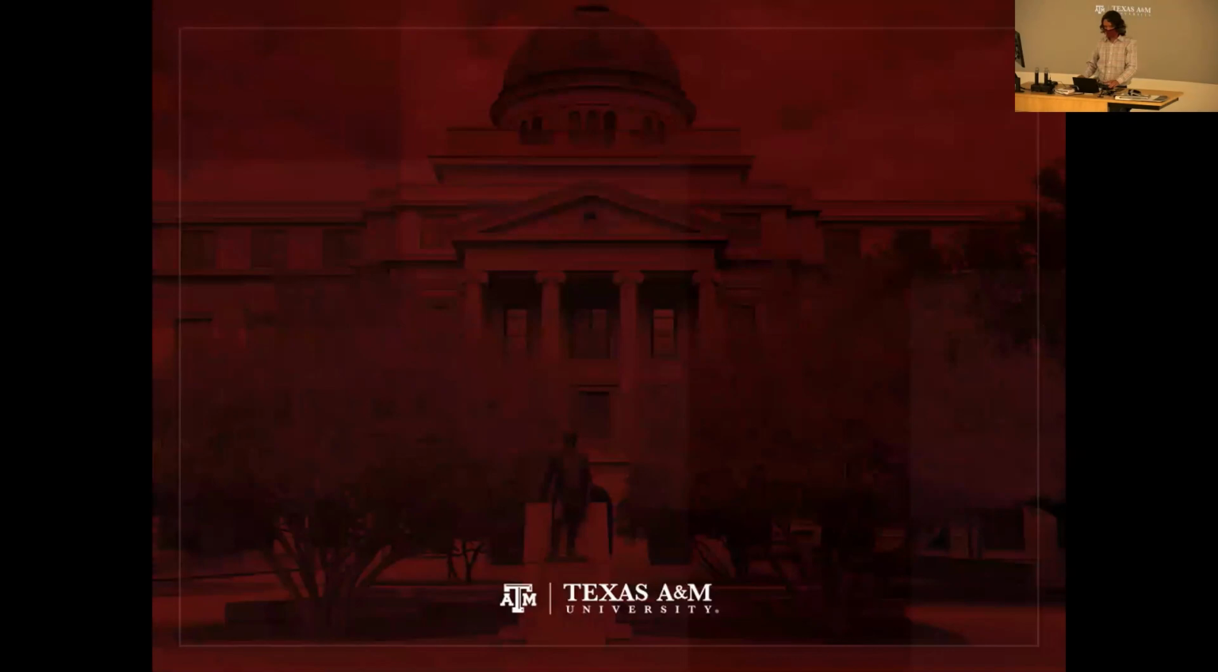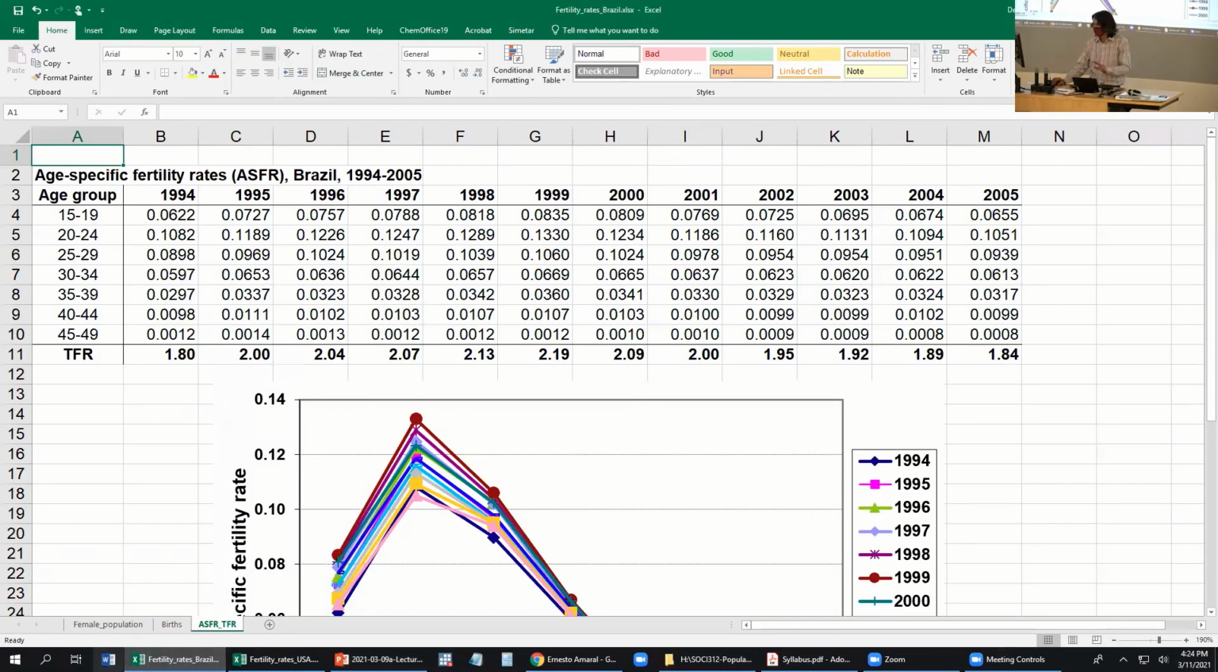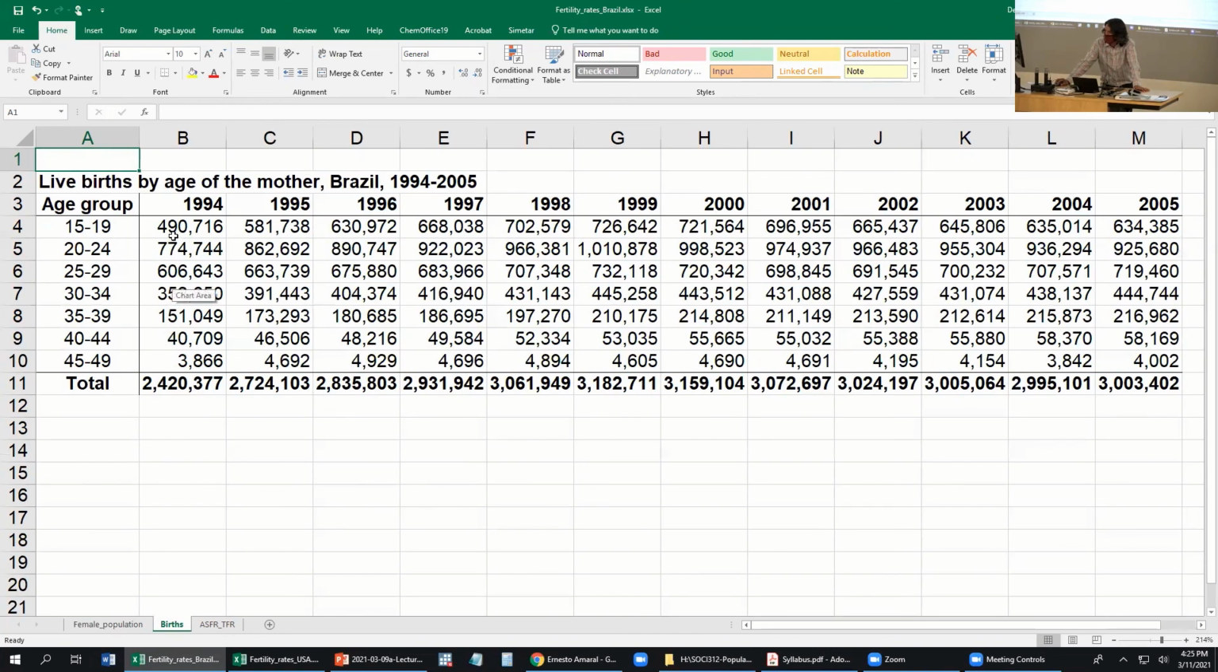Okay? So I'm going to show you here the examples. This is the simple example for age-specific fertility rates. This is ASFR for Brazil. In this case, I got data from 94 to 2005 for the 7 5-year age groups. And this is the population of women in each one of these age groups and years. There were 7,890,286 women in 1994 between the ages of 15 and 19. They had 490,716 live births, exactly in that age group in that year.